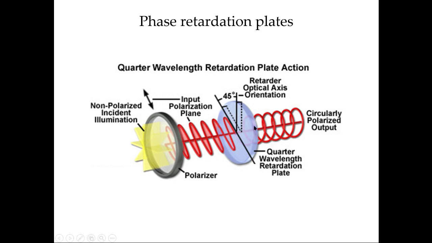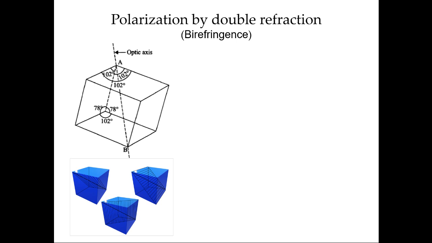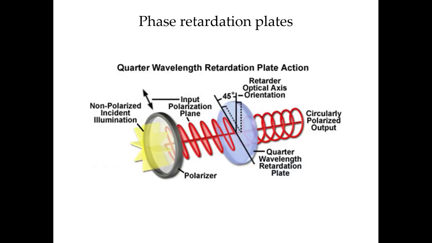So this is a phase retarder plate, which is a quarter wave plate, and this is a polarizer, and this is the unpolarized light ray. Now this is a polarized light ray with its plane of vibration inclined at 45 degrees with the optic axis of the quarter wave plate. Then the emerging light ray is circularly polarized. So a quarter wave plate can be used to convert linearly polarized light into circularly polarized light or elliptically polarized light.